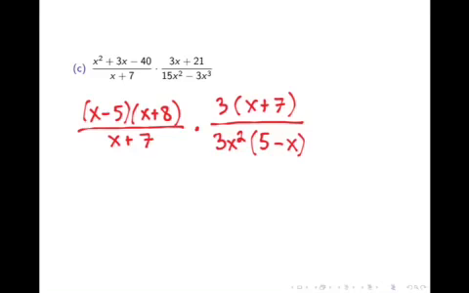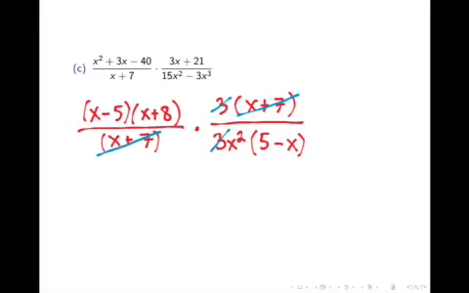And now we look for things that cancel. Sometimes it's helpful to put parentheses around things that don't have parentheses, just to help us realize that they actually do cancel. So that x plus 7 cancels. The 3's in the top and bottom cancel. And with the way that we have it written, those are the only things that cancel.